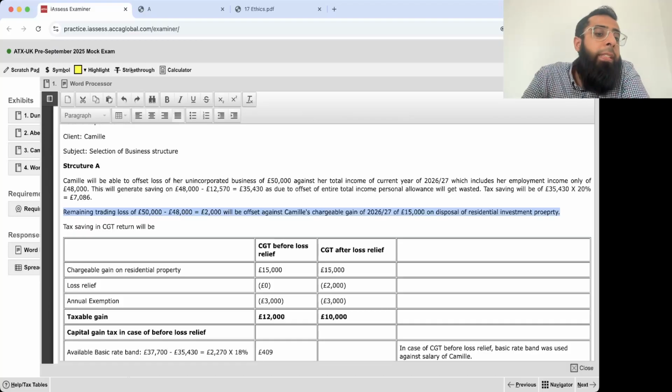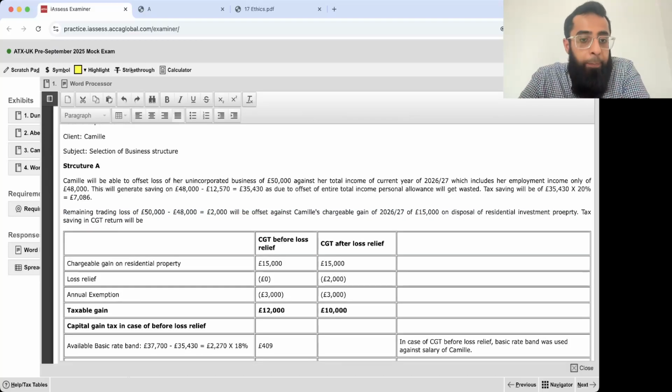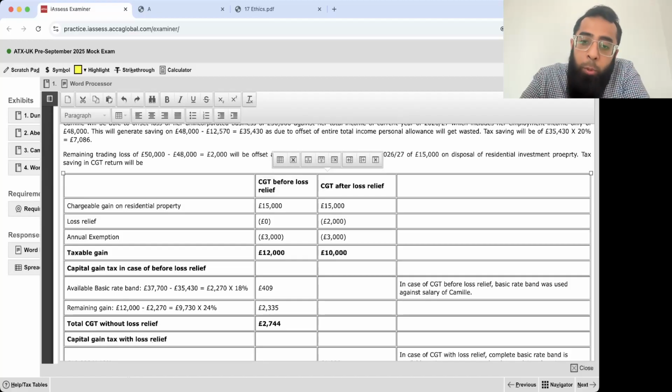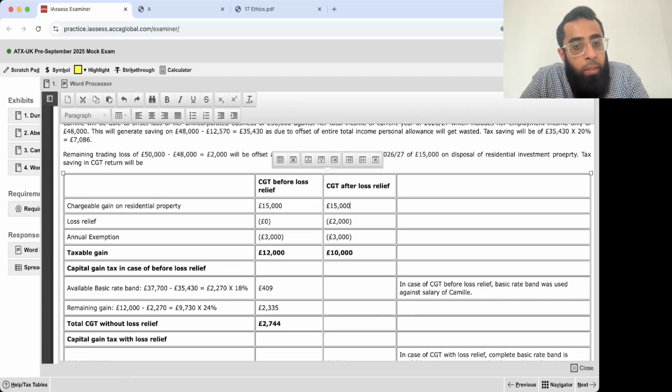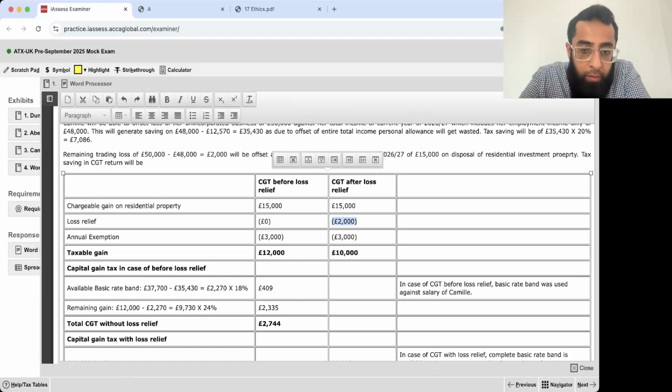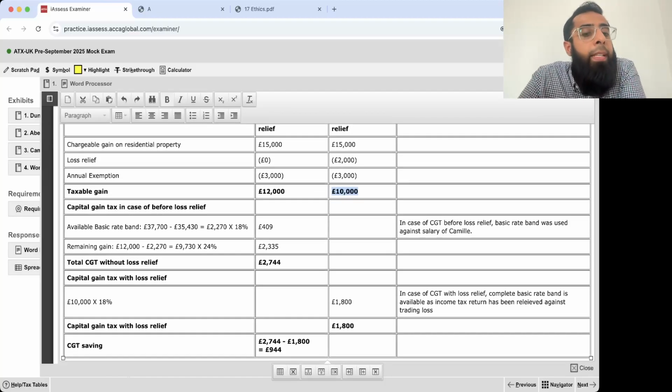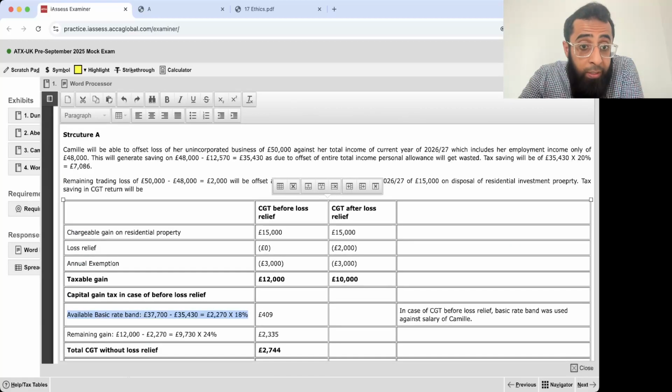Now, what will be the tax saving in CGT? See, your gain was 15,000 pounds in both situations. You are looking at the tax before loss relief and after loss relief. Now you are taking a loss relief of 2,000 pounds in this situation, and here there is no loss relief. Annual exemption remains the same in both of them. So you have a taxable gain of 12,000 and here it is 10,000. So what will be my tax in case of no loss relief? In that case, my basic rate band was used. This 35,430, I got it from here.